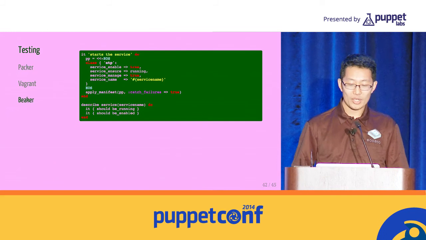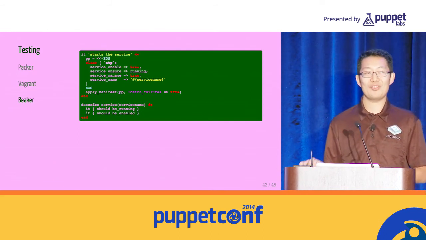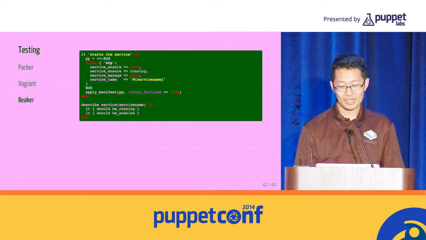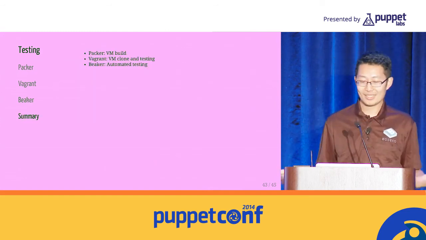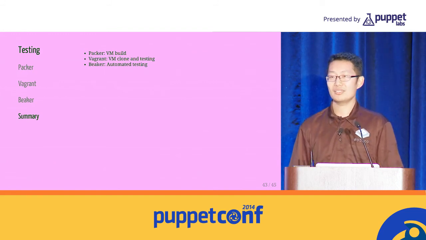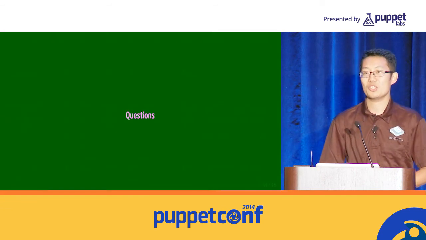And then once you pass in additional parameters, you can test whether the services are running. So you can actually verify, instead of just saying, hey, I installed something, is everything deployed, and is it correct? So with that said, there's Packer, Vagrant, and Beaker, and that's a quick introduction to testing that you can do on the system. At this point, does anyone have any questions?